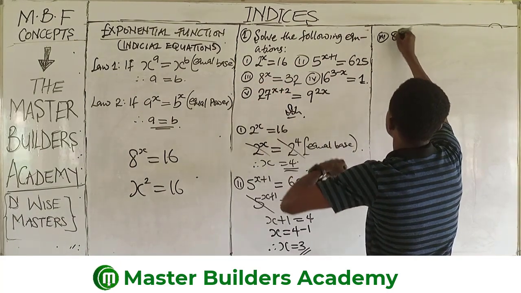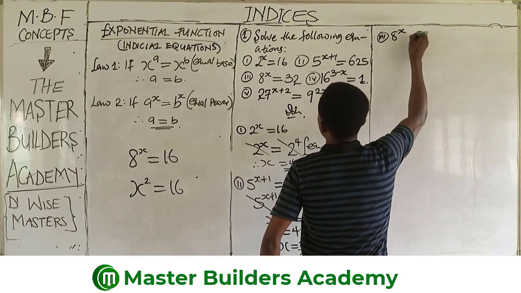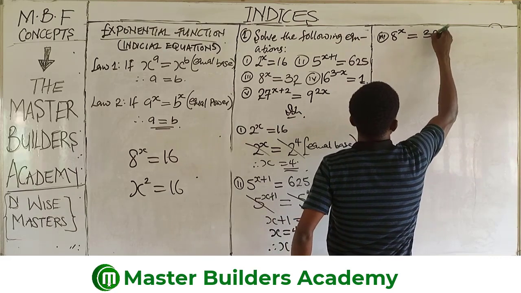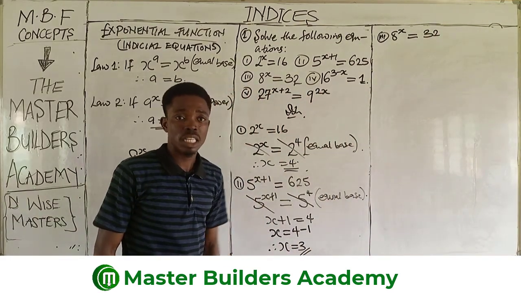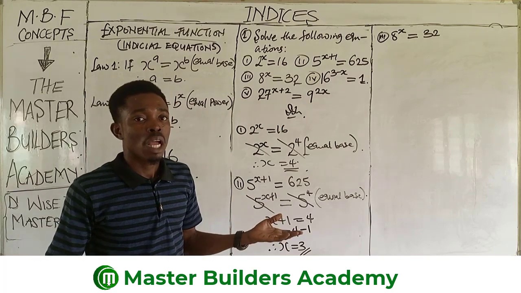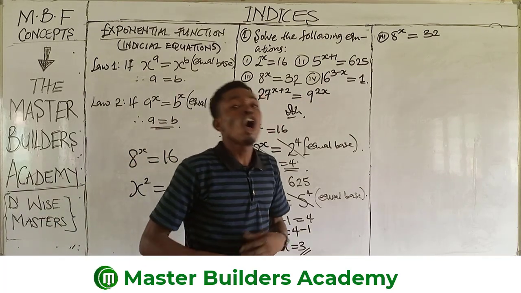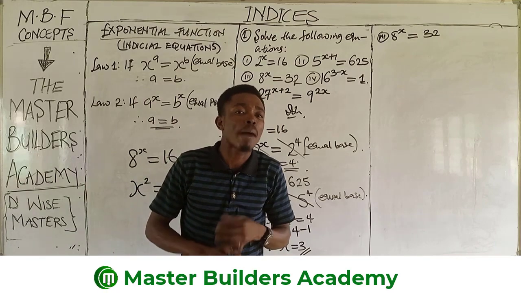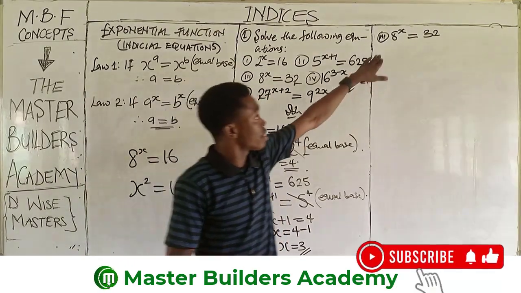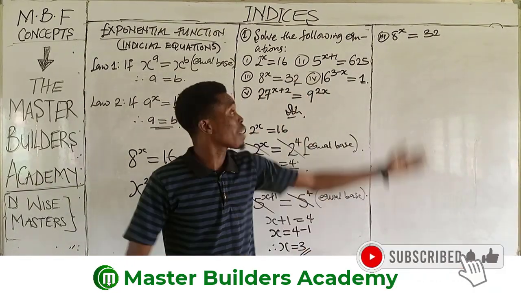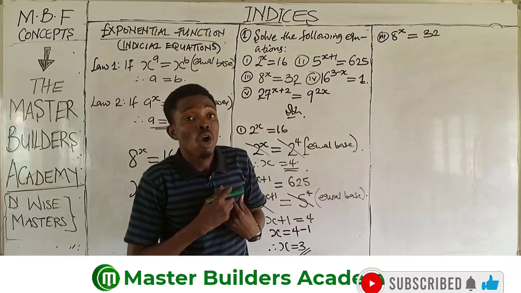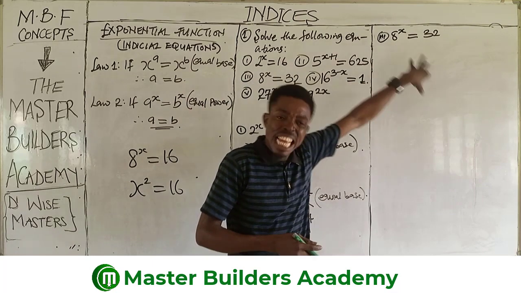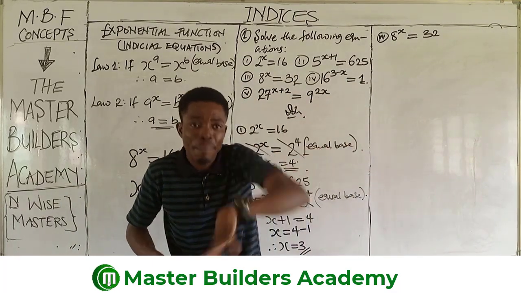We have 8 raised to the power x is equal to 32. Now similarly, in this question, we find out that the unknown occupies the power. And anytime the unknown occupies the power, all we need to do is to find how we can possibly make the base of both sides equal. And now we have one term on the left hand side and one term on the right hand side. So, what must I do? Can I reduce it further to another simpler base?